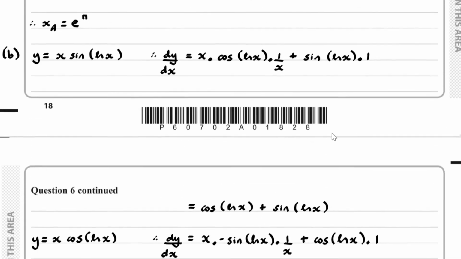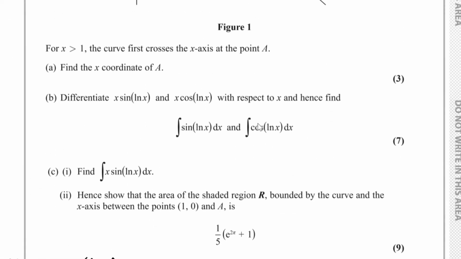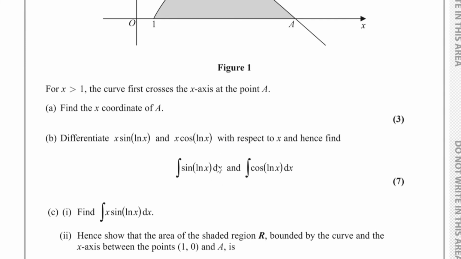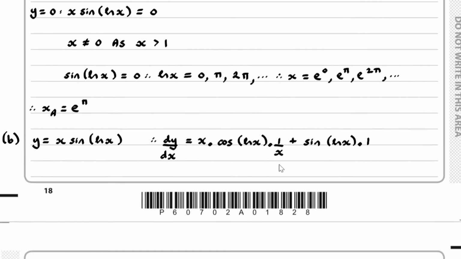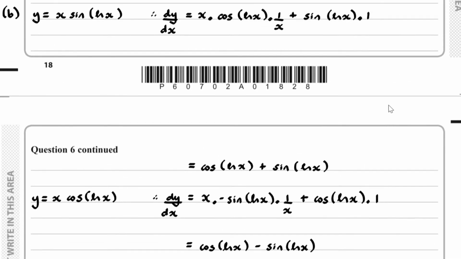And what I need to do in this question is integrate sine of the natural log of x and cos of the natural log of x. So how could we do this?